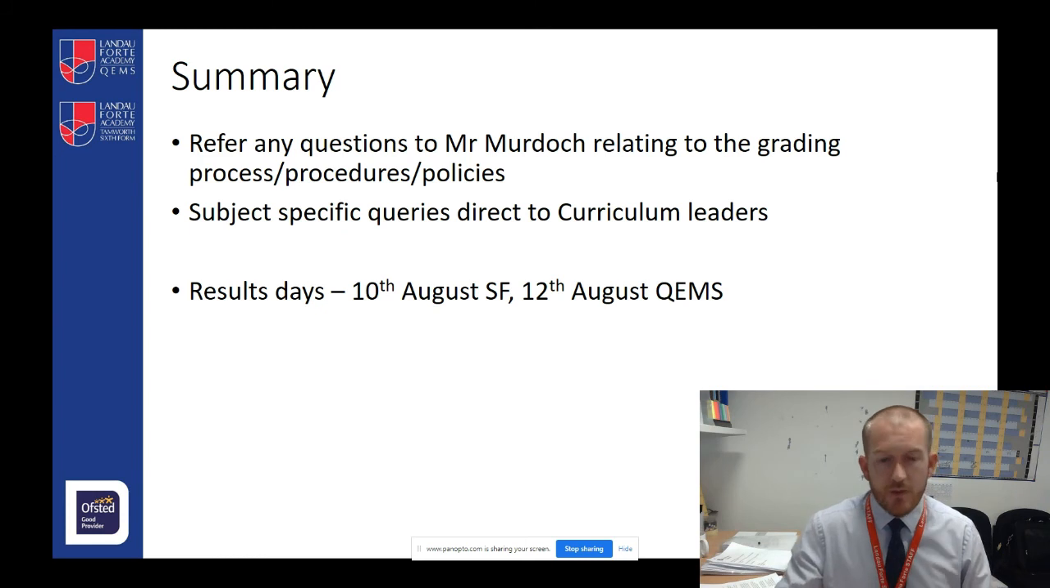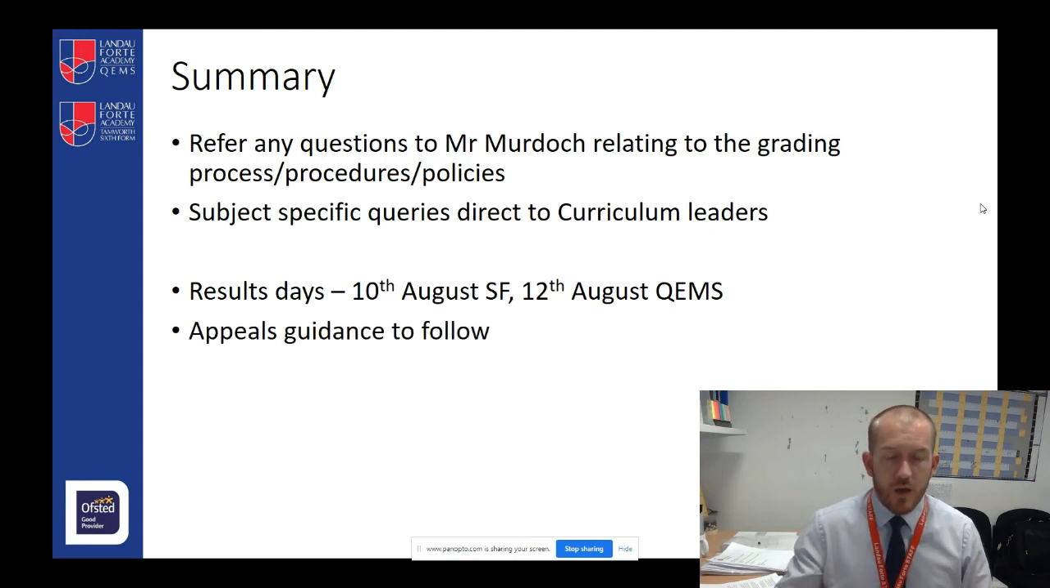Important dates for you. The deadline for grade submission is Wednesday the 18th. We cannot discuss any grading until the dates that you can now see on your screen. The 10th of August is the date of release for A level and level 3 vocational course results for sixth form students, and the 12th of August for our GCSE and level 2 qualifications for QEM students. On that day, you'll find out your results, and obviously from that point you'll be able to then contact your next providers in terms of universities, sixth form, etc., to arrange your places there next year.